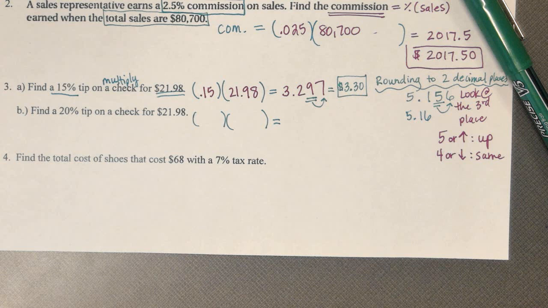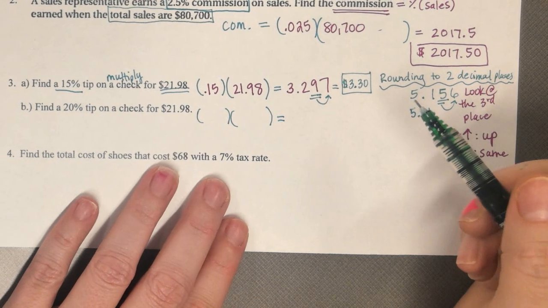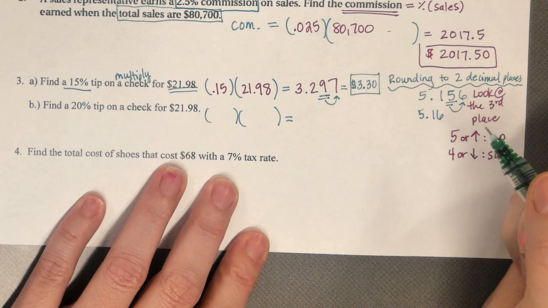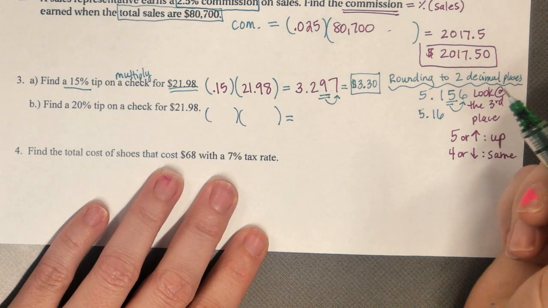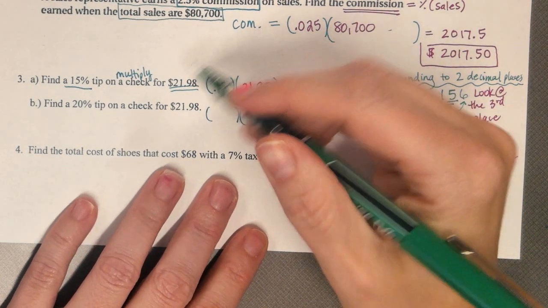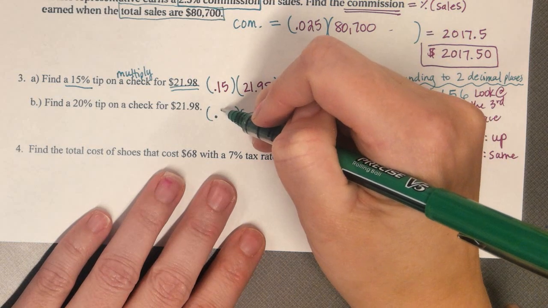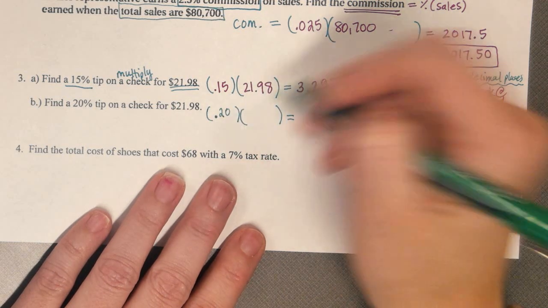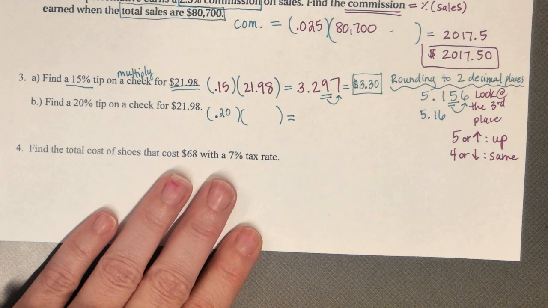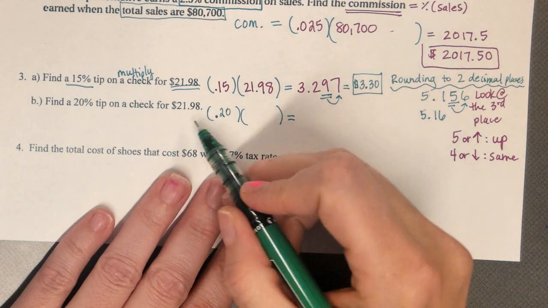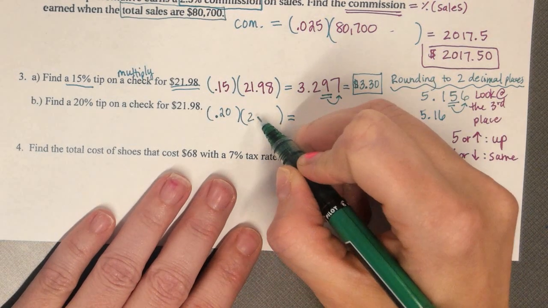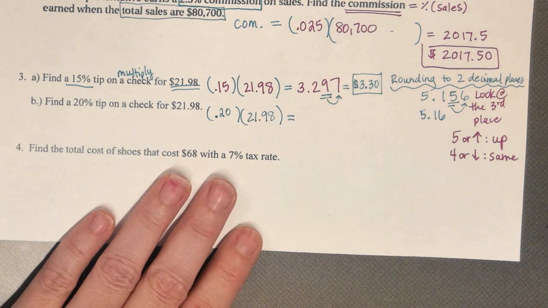All right, so how are we feeling about part B? We feeling good? Or a little nervous about whether we got it right? Okay, so 20% as a decimal is, yeah, 0.2 or 0.20. Both of them are great, okay? Now, it's the same check number, so that's going to be the same.